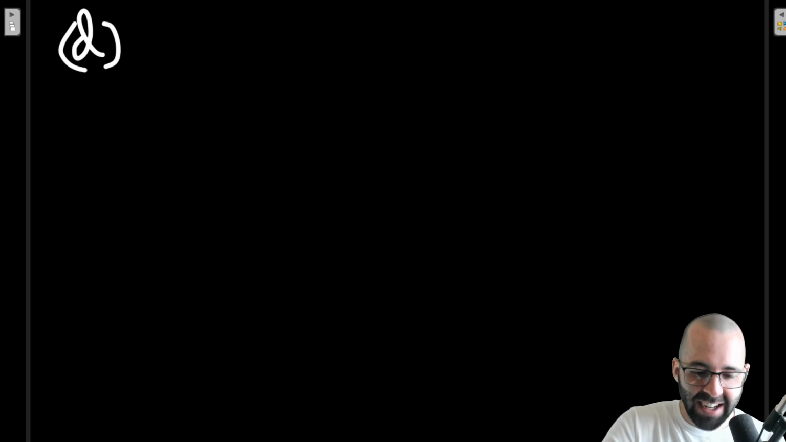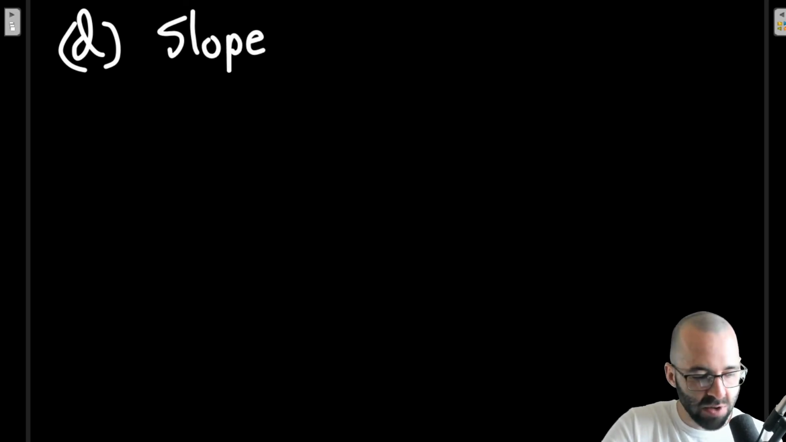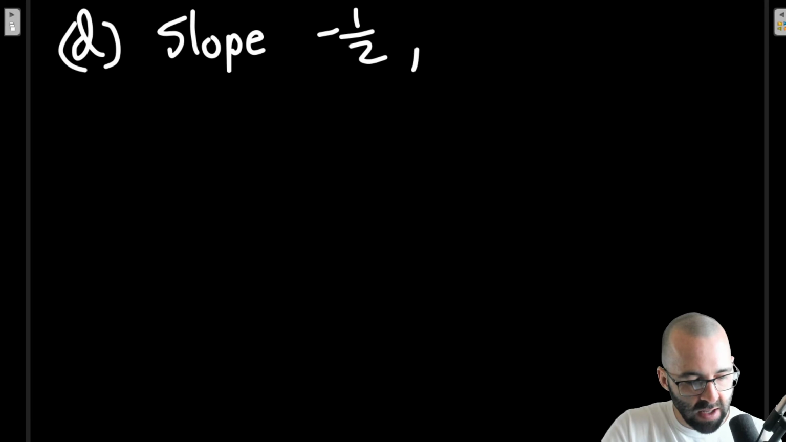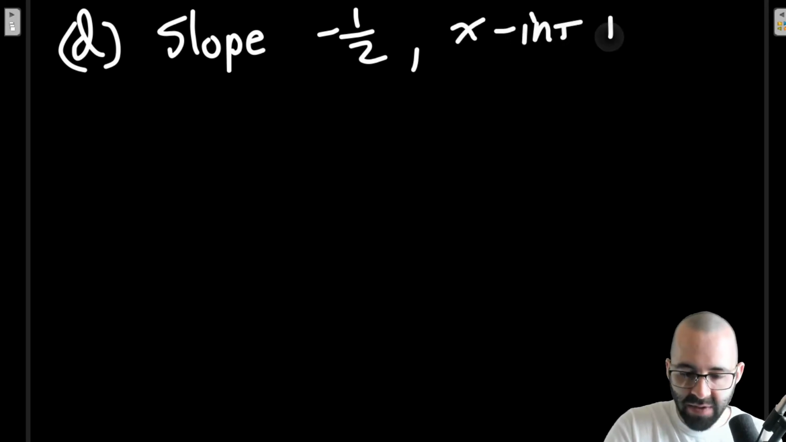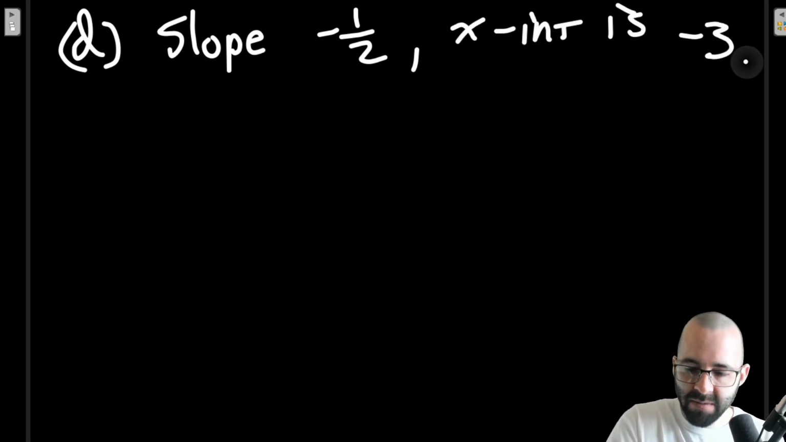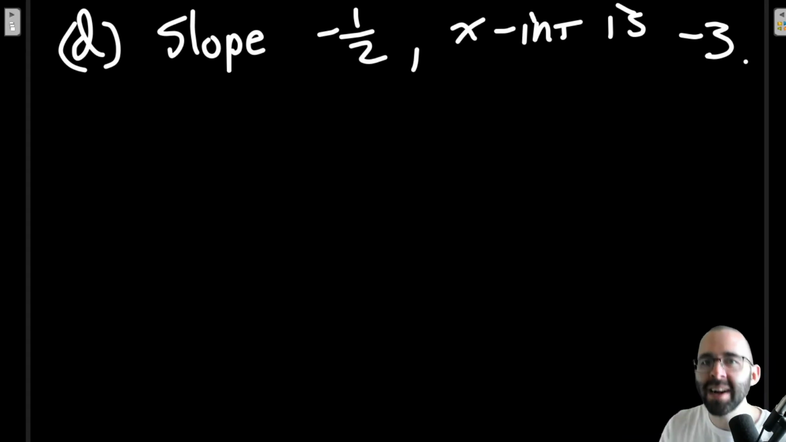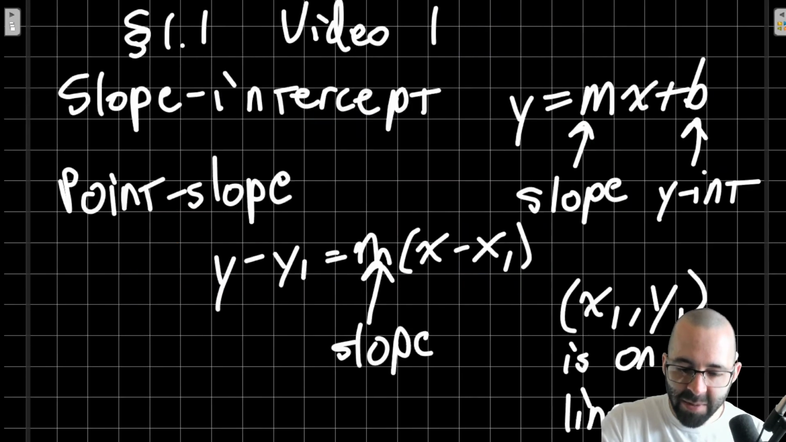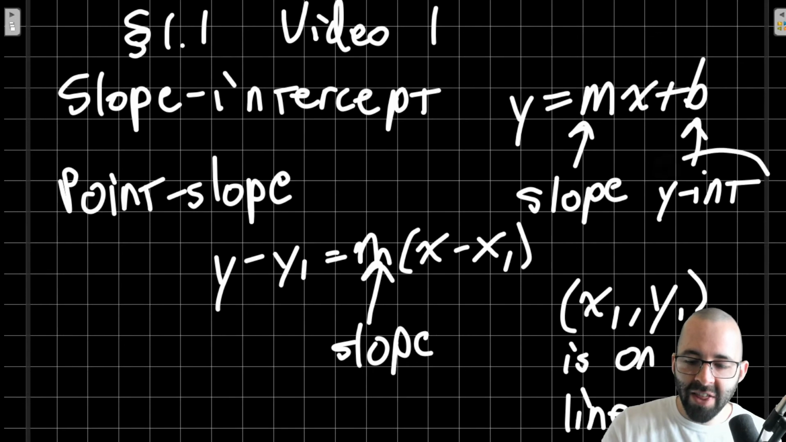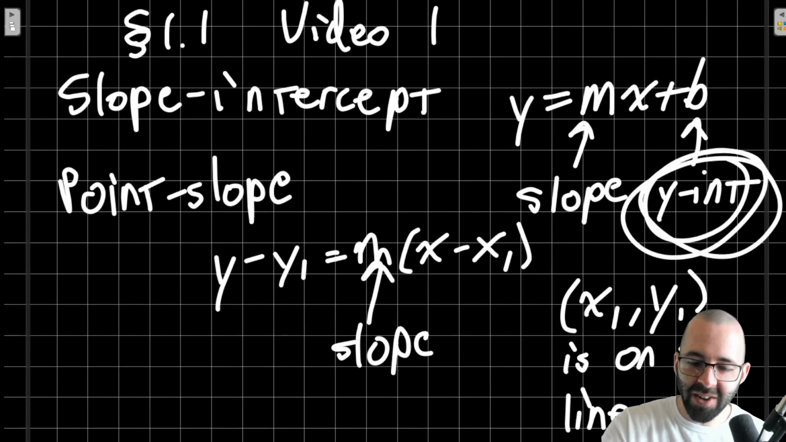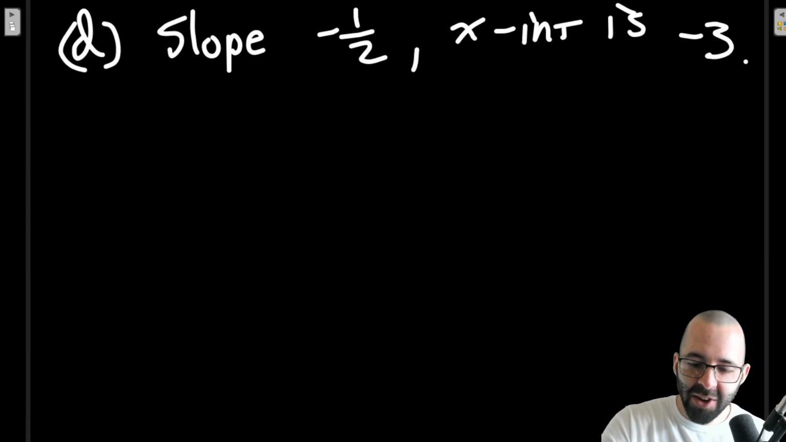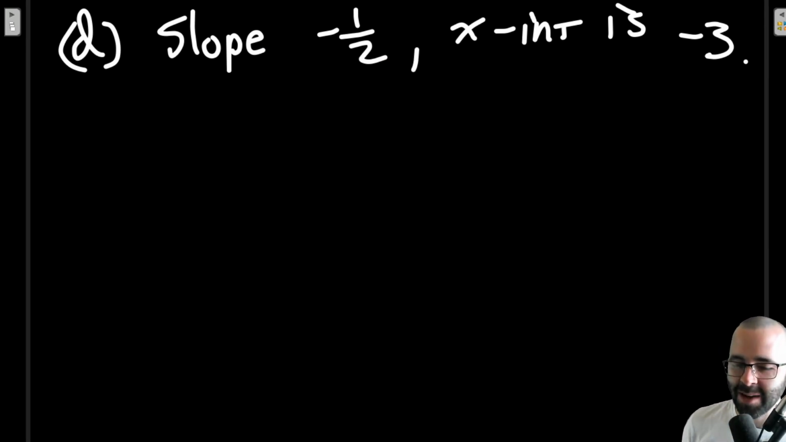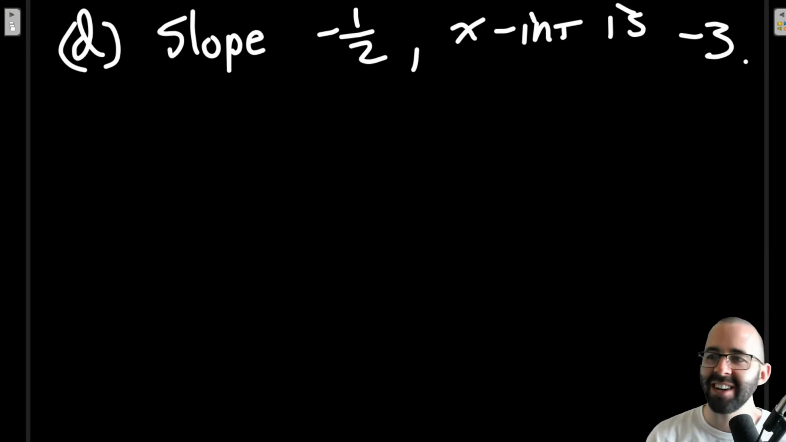Part D. All right, find the equation of a line whose slope is -1/2, and the x-intercept is -3. Now you might say, hey, this is my time to shine, Jason. We've got a slope, we've got an intercept. Let's use slope-intercept form. But remember that this is the y-intercept, and we don't have a y-intercept. So even though you're super excited that we have a slope and an intercept, we can't really use slope-intercept form here, which is a little sad.